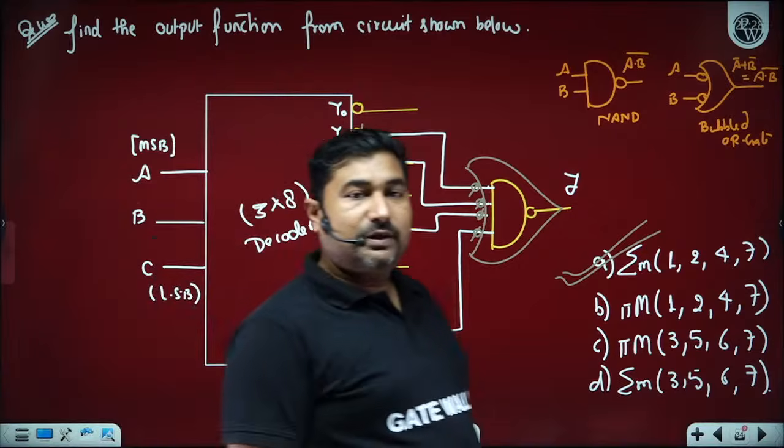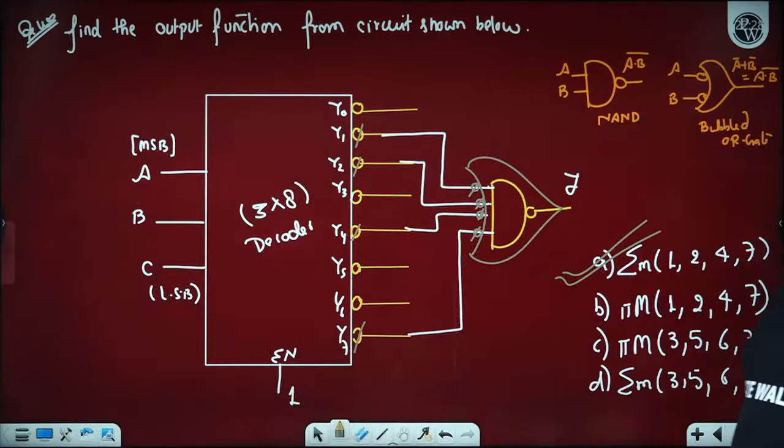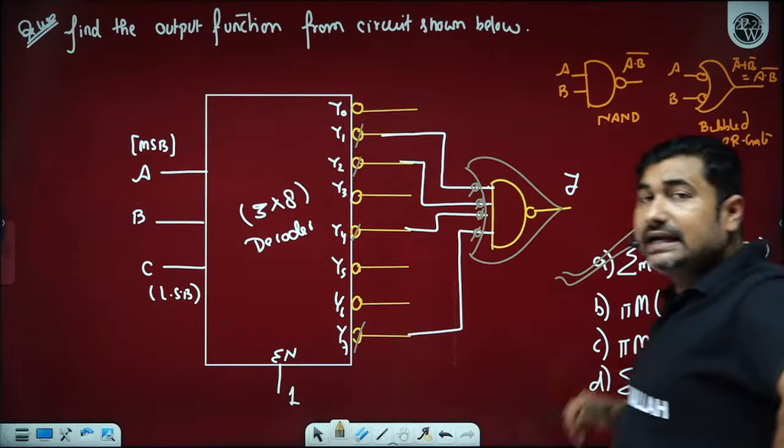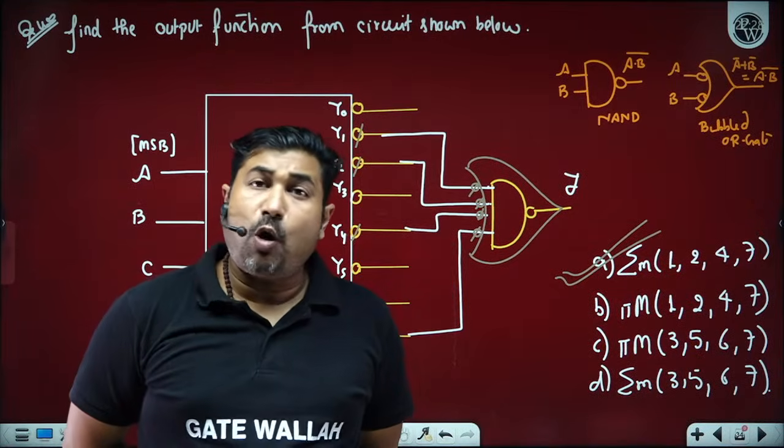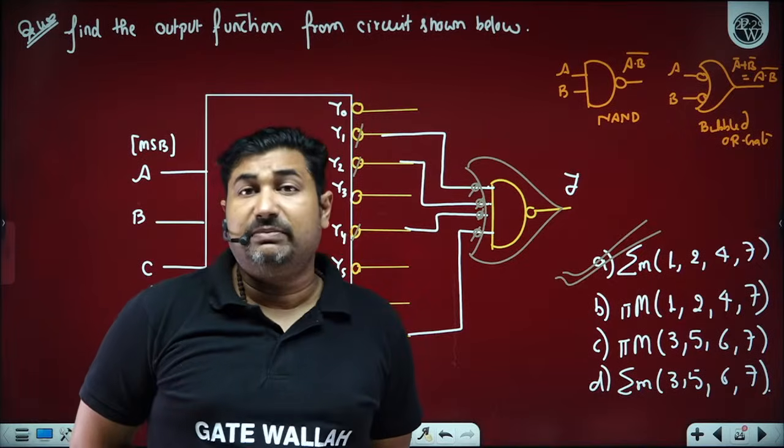How many of you able to understand, beta ji? Please let me know by writing in the comment section. See, a NAND gate we can treat as a bubbled OR gate. The only condition is all the inputs of the OR gate must be bubbled.